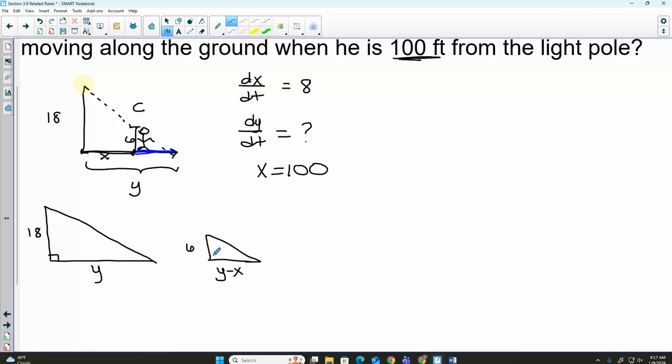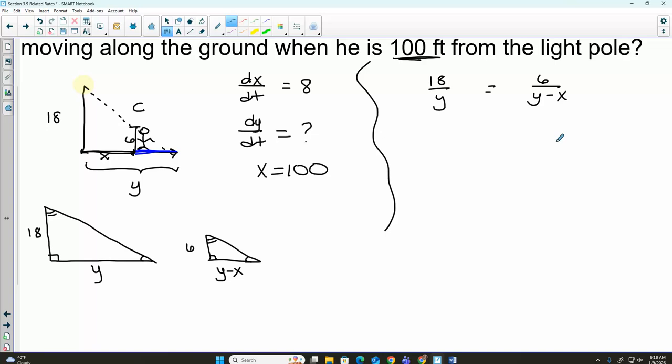Wouldn't these be similar triangles? Both are right triangles, they share this angle. In similar triangles, remember you can set up a proportion. That might be helpful because then I don't have to have any new variables. I can just use the variables I already have. So you could say 18 over y equals 6 over y minus x.